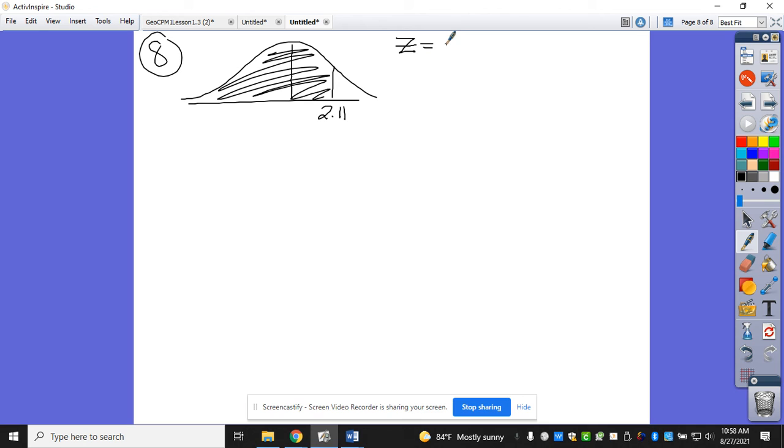So when z equals 2.11, what does the chart tell me is my area? What do I do with that to get my answer? That is my answer.